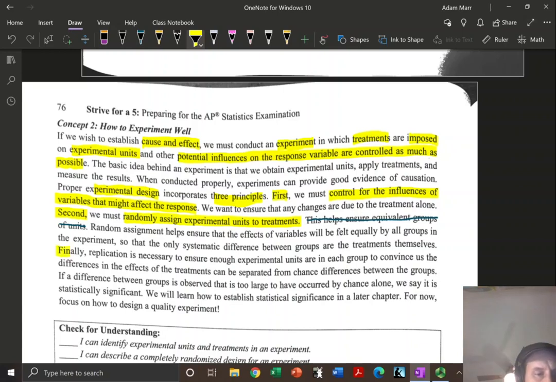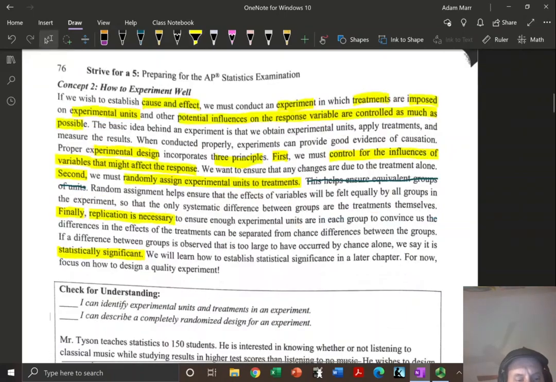Finally, the third thing, replication is necessary. Remember, that means just to increase the n value, increase the amount of subjects, to ensure there are enough experimental units in each group to convince us the differences in the effects of the treatment can be separated from chance differences between the groups. If a difference between groups is observed that is too large to have occurred by chance alone, we say it is statistically significant. We will learn how to establish statistical significance in a later chapter. For now, focus on how to design a quality experiment.